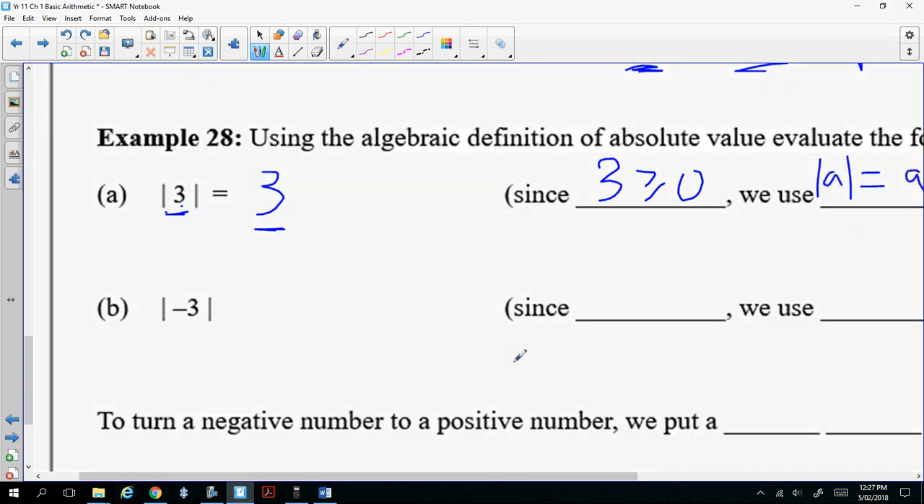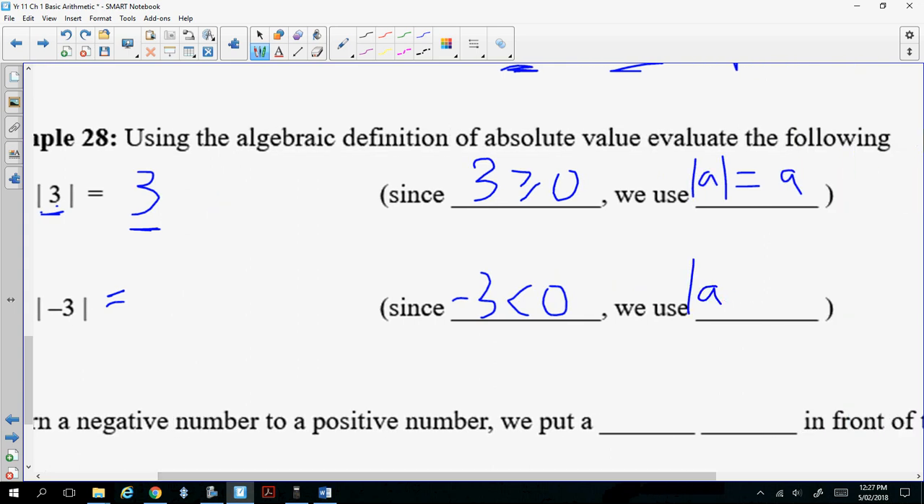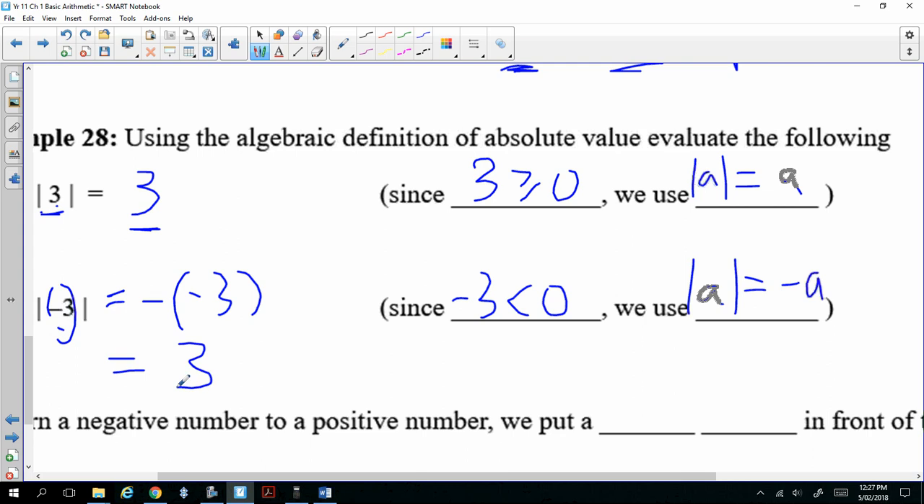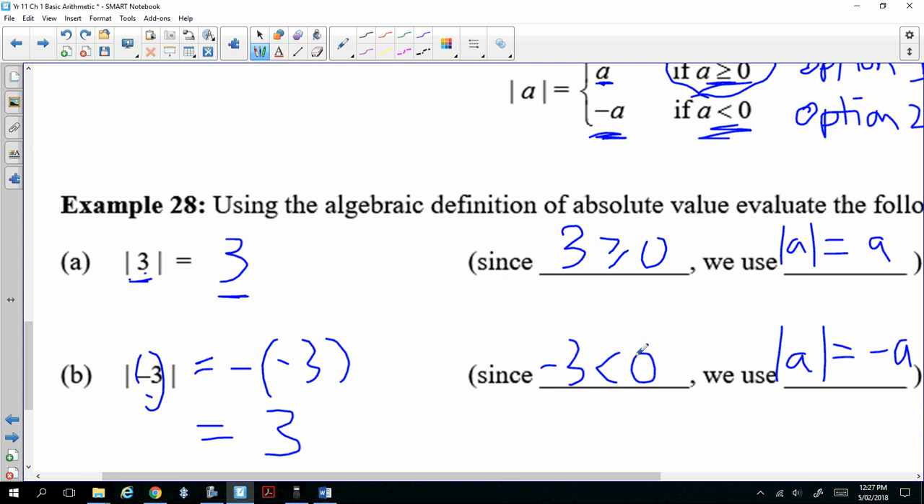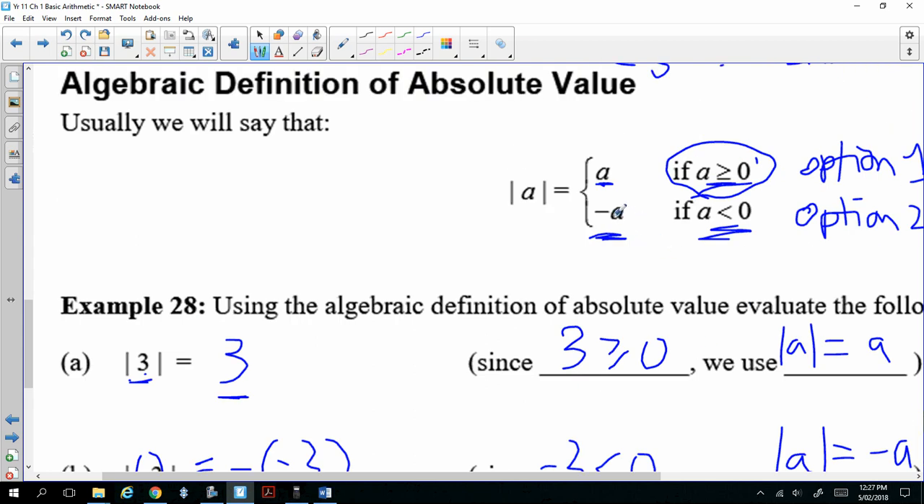We use the second rule, which is absolute value of A equal to the negative A. So we're going to put a negative in front of negative 3. And why do I put a negative in front of negative 3? What does it do? It turns it into positive. That's what it means. So that rule is to turn a negative into positive, you just simply put a negative sign in front. That's the algebraic definition.